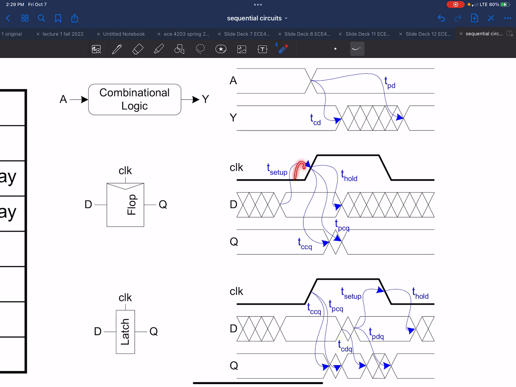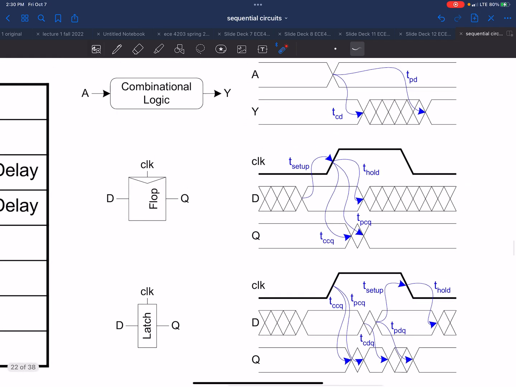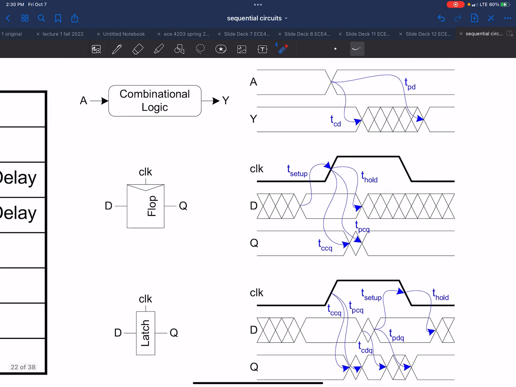So the setup time is the amount of time D needs to be stable before the clock edge, and the hold time is the amount of time D needs to stay stable after the clock edge for this flip-flop to work. So every time you design a flip-flop, you tell the user, or you tell yourself if you're going to use the flip-flop, hey, this is the no-D-change time. This is when D cannot change, this amount of time.